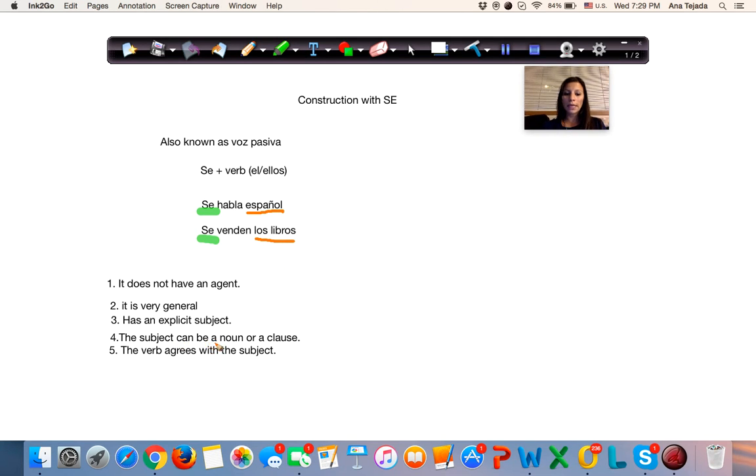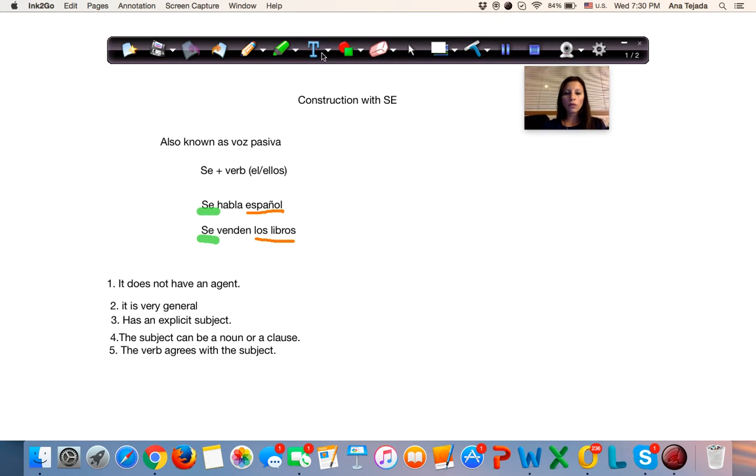The subject can be a noun or a clause. In this case, we have nouns. Fifth, the verb agrees with the subject. Habla, singular, since español is one. Venden, plural, since los libros are plural.